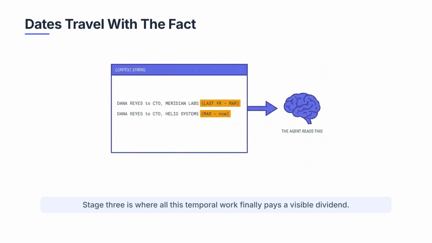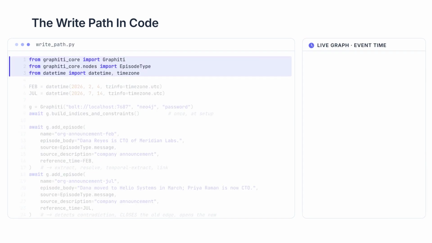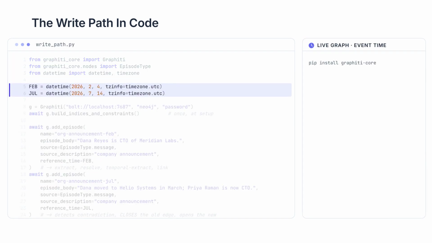Stage 3 is where all this temporal work finally pays a visible dividend. The constructor does not hand your agent a bare list of facts. For every edge, it emits the fact and its valid from and valid to dates. For every entity, the name and the summary. So the prompt your model reads carries the fact and the window it held for. That is the difference between an agent that knows Dana ran Meridian and an agent that knows Dana ran Meridian until March. Enough architecture. Here is the right path as you would actually type it.